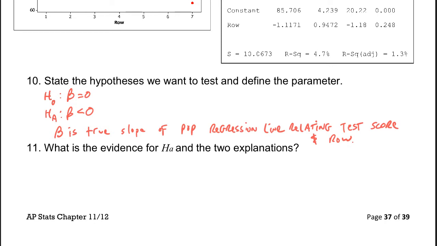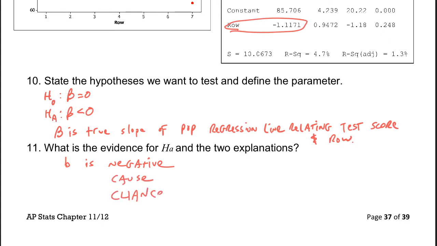So what's the evidence? Well, the sample b is negative. When I took a sample, I got a negative slope. That's this number right here. That's our b. And since that was negative, what are the two explanations? It could be cause or chance alone.